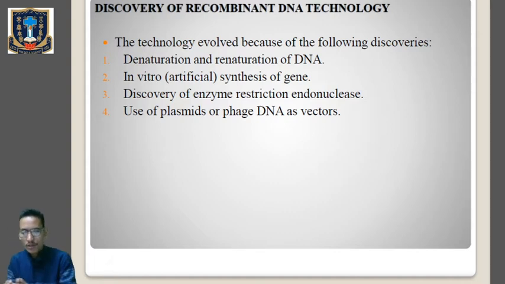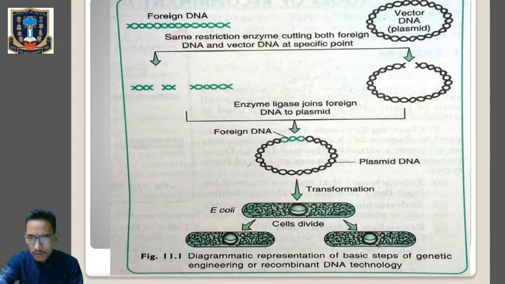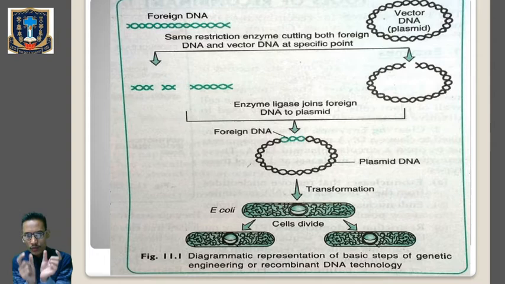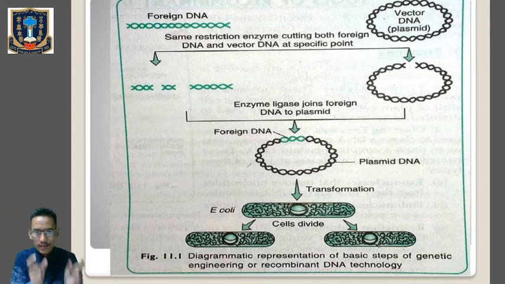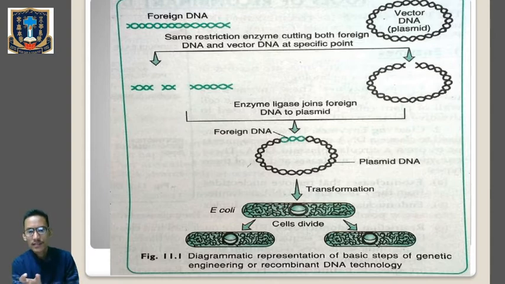Now just briefly I will try to recall what we have learned in our previous classes. In our first class we learned that within the foreign DNA we have a gene of interest. Gene of interest means having the desirable characteristics. So only a segment of the foreign DNA has the characteristics which we want. Then we require a vector. In this case we are using the plasmid vector.